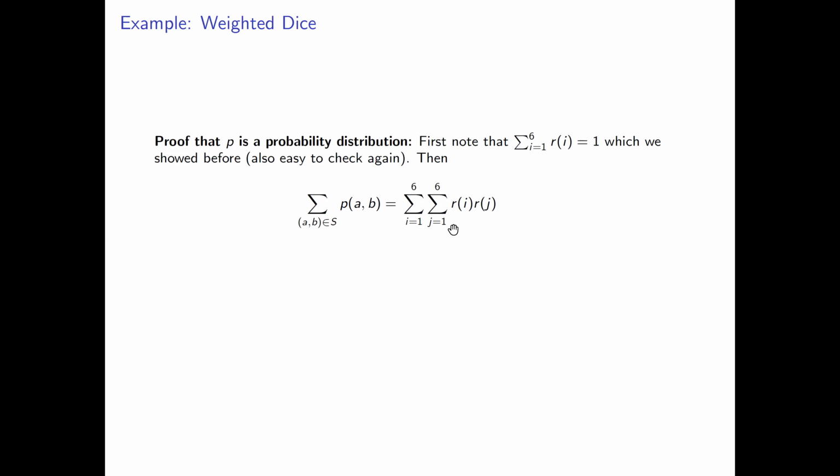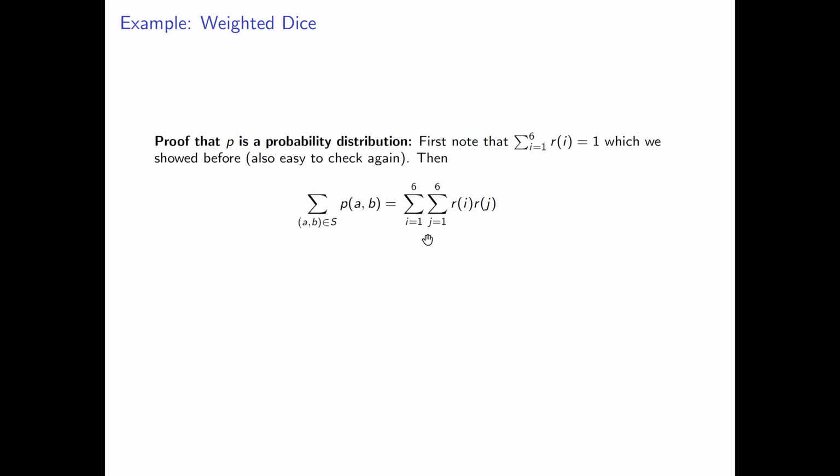For each ordered pair, let's say the first entry is i and the second entry is j. Then P of rolling an i and then rolling a j is just R of i times R of j. But then I have to sum that up over all possible pairs. So i ranges from 1 through 6 and j ranges from 1 through 6. This is what I get as a result.